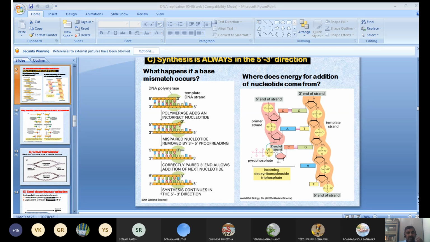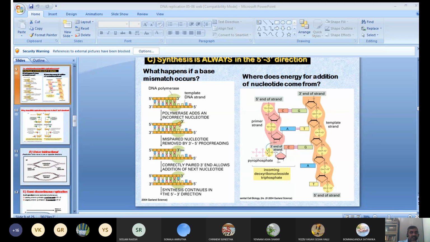So it adds only when a template strand is available. This is the template strand, and the 3 prime OH group is available, and then the DNA polymerase recognizes this and continues to synthesize, adding nucleotides which are complementary to the template nucleotides. That's what we can see with DNA synthesis.